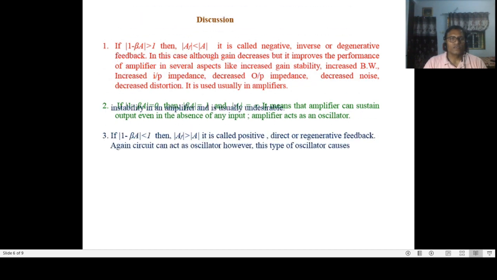As a third case, if 1 minus beta A is less than 1, then gain of the amplifier with feedback will be greater than A, and this is the case of positive feedback or direct feedback. Again, in this case, although gain increases, it introduces a lot of distortions, or the circuit becomes unstable, and it introduces instability in an amplifier, and therefore usually it is undesirable. So positive feedback is usually avoided.